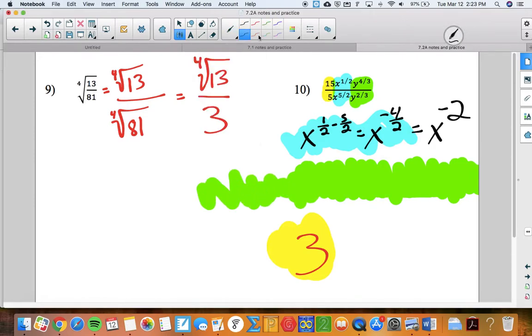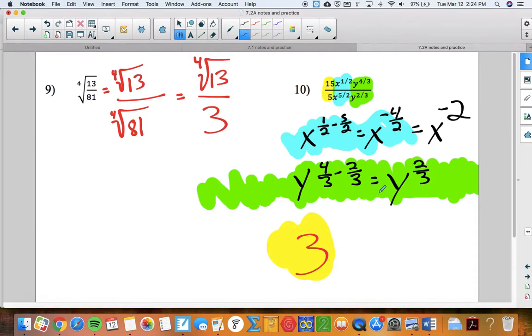In green, same idea. We're dividing the same bases. So I subtract the top power. I take the top power minus the bottom power. So 4/3 minus 2/3. I have a common denominator. I forgot to mention that there. I had a common denominator, and I have to have a common denominator when I add or subtract fractions. I've got it down here as well. So that's going to be equal to y to the 2/3.